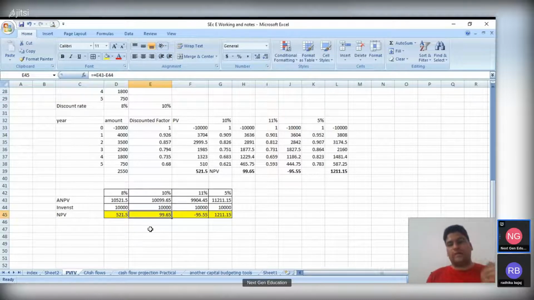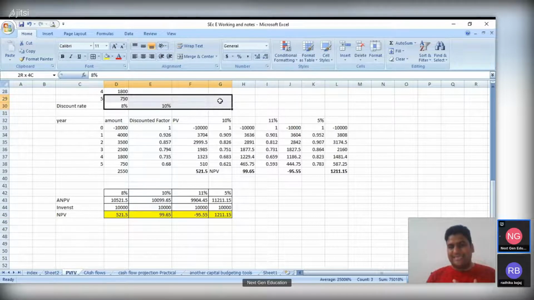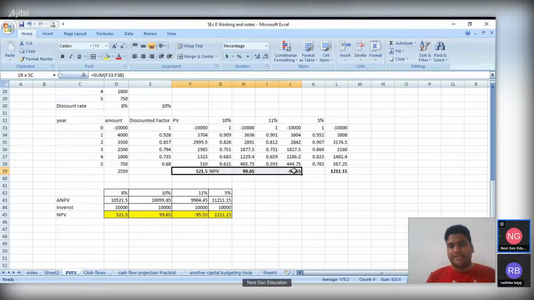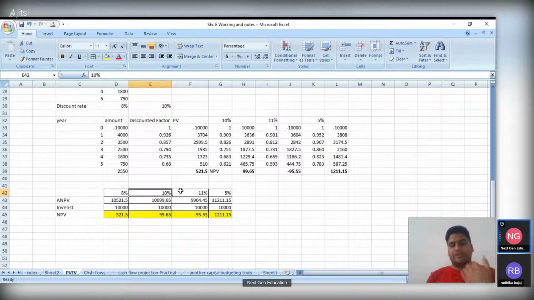If you have a lower NPV, stop and search for other options too. Here we'll accept 5%. I'll just try to explain: if the discount rate is increased, your NPV decreases. Since it is going to 8, 10, or 11, your NPV decreases to 521, then 99, then minus 95.